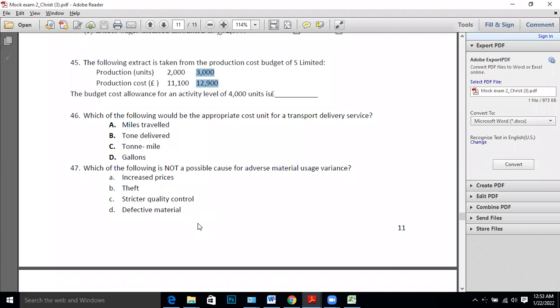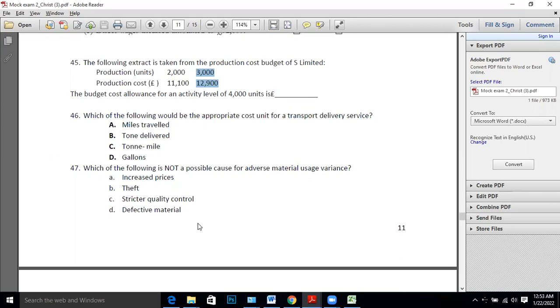Which of the following is not a possible cause for an adverse material usage variance? Adverse usage variance means you have used more material. Increased prices have nothing to do with the usage. Theft is possible because say the storekeeper has taken some material and sold it outside. He's going to show that as usage, right? So theft would overstate the usage, resulting in adverse usage variance.